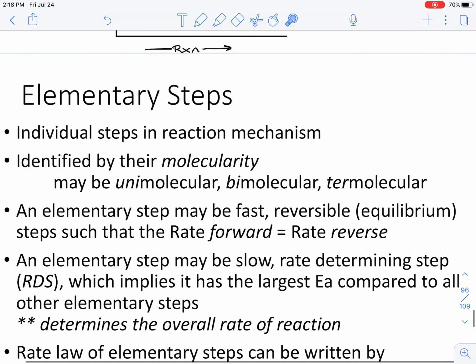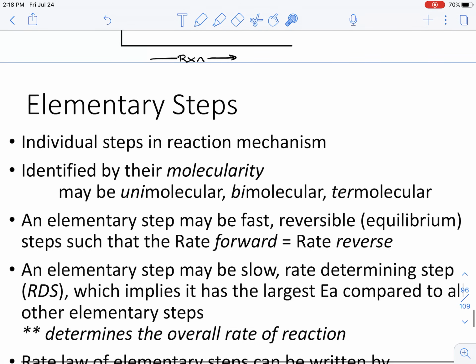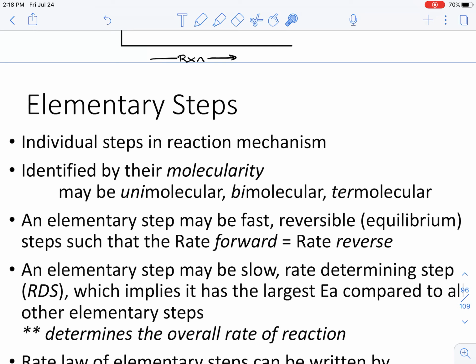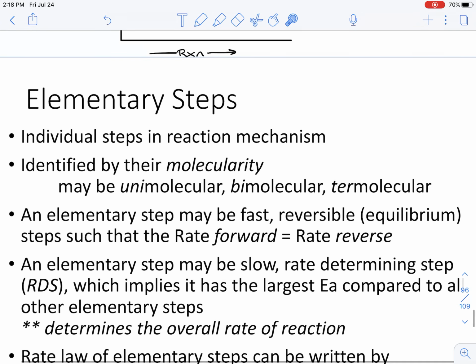And so the reason why this is important is because the rate determining step, or the RDS, defines the overall rate of the reaction. And when we start going through some problems, we'll also learn that the rate determining steps allow us to write the backbone of the overall rate law for the entire chemical reaction. And we'll see that once again a little bit later down the line.